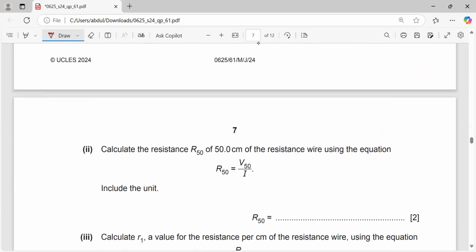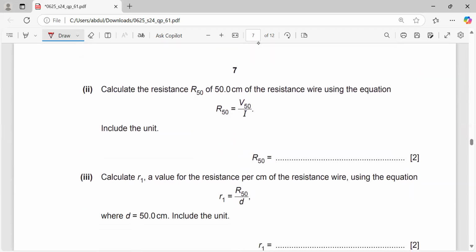Now calculate the resistance R50 at 50 centimeter of the resistance wire, using the equation R50 is equal to V50 over I. V50 is 1.4 volts and I is 0.36 amperes. Unit will be ohms. So the answer is 1.4 divided by 0.36, 3.88. So what I'm going to do, I'm writing 3.90 ohms. Basically, this is 3.88.